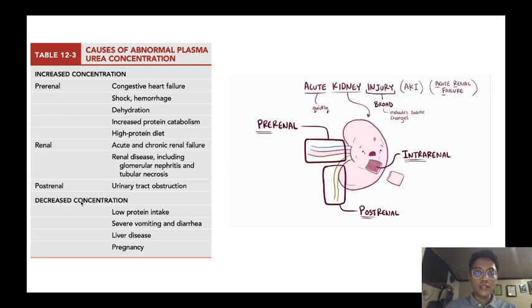So decreased concentration: low protein intake, severe vomiting and diarrhea, kasi 'di ba yung mga kinakain mo, sinusuka mo na, so wala kang nutrients and the body will use your muscles or other proteins sa iyong body to compensate for the loss in energy. So liver disease kasi 'di ba where is urea produced? It is produced in the liver. So when there is liver disease, the body cannot produce urea in the liver.